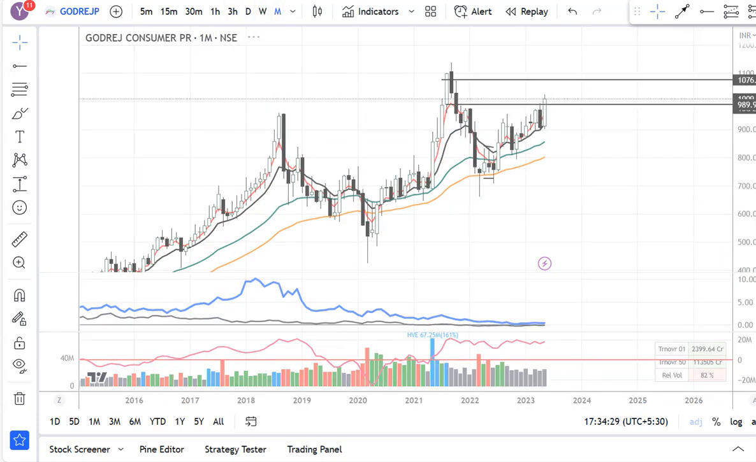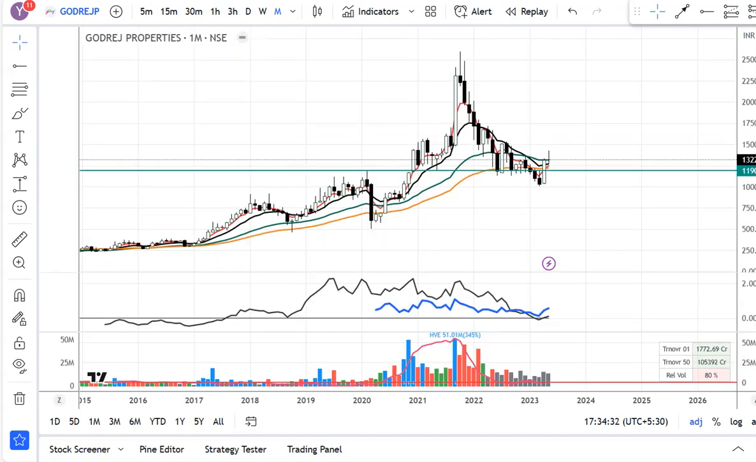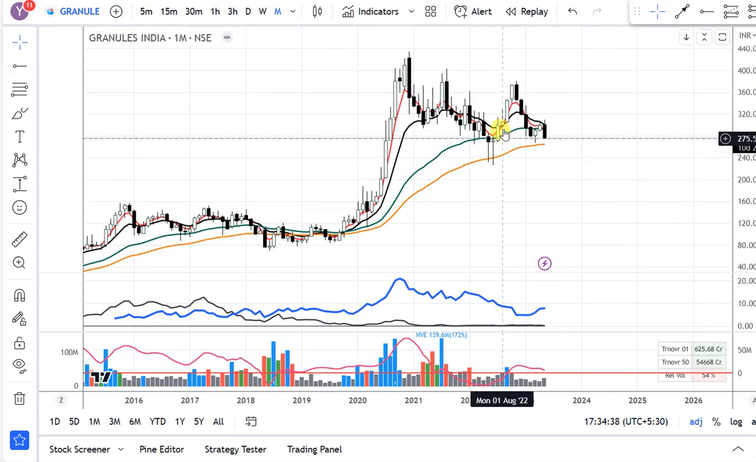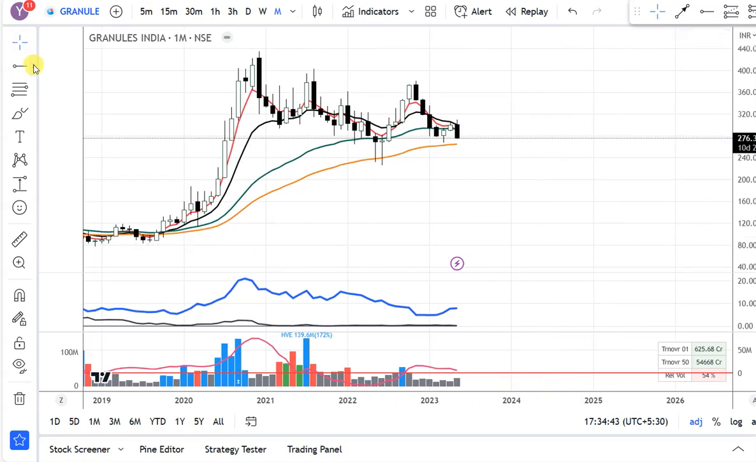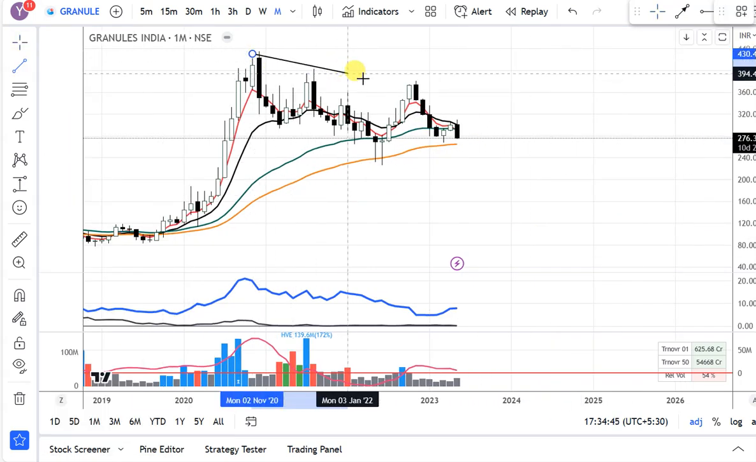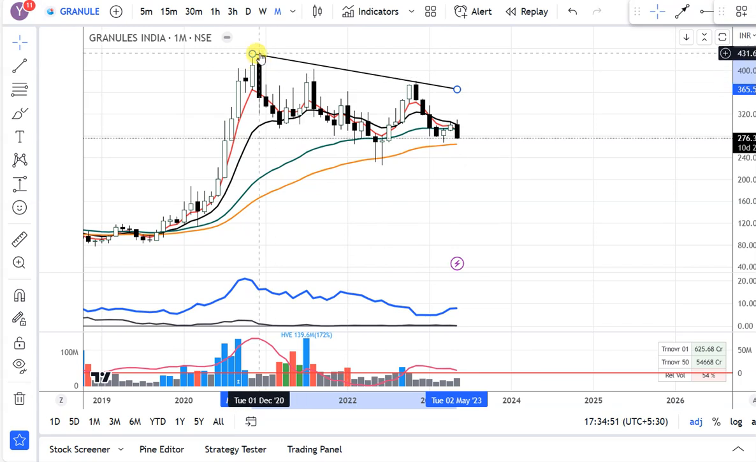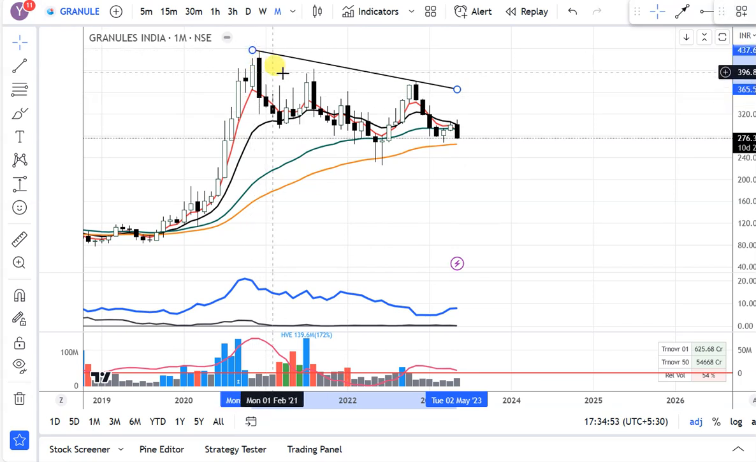Granules India has been seeing pressure for the past couple of months. Now, can you see what happens when the stock makes a higher low in an uptrend? Now this has become this one. So what has happened? It had created two higher lows, and the stock is seeing the pressure. So Granules is not a good one to analyze.